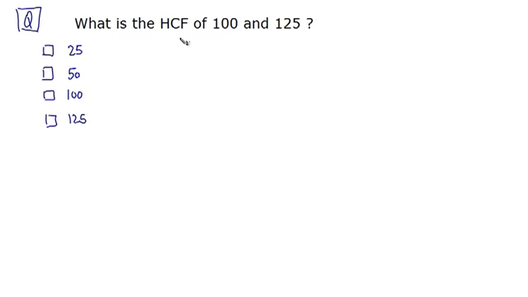Okay, let's solve this question by using the division method. What could be the highest common factor or the greatest common divisor of 100 and 125? To find the HCF, we have to divide the larger number by the smaller number. The larger number is 125. So we have to divide 125 by 100. 100 times 1 is 100. The remainder is 25.